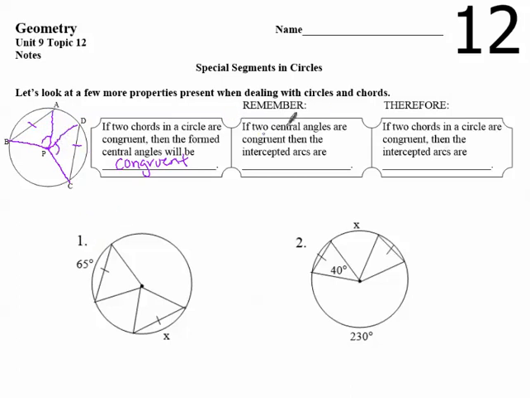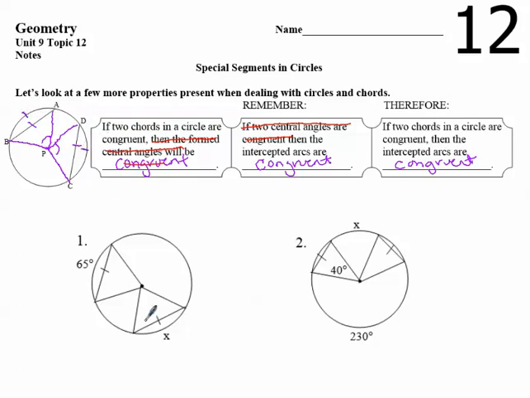Now if two central angles are congruent, then the intercepted arcs are also congruent. By the law of syllogism, because I can always cross out the middleman, if you remember right from way back when, in Unit 1, I'm left with: if two chords in a circle are congruent, then the intercepted arcs are congruent. So that tells me that this arc is also congruent to this one.